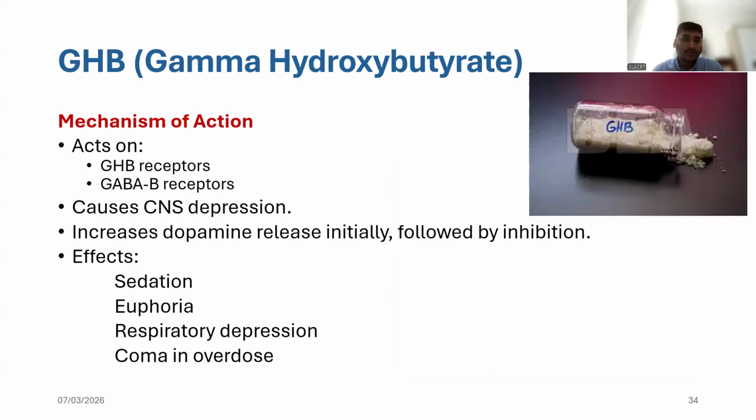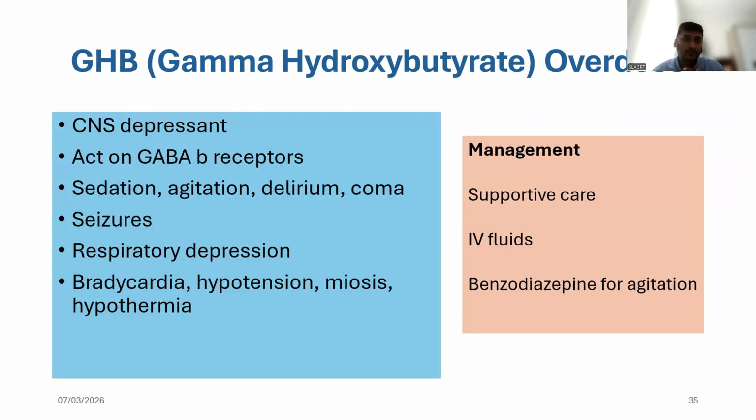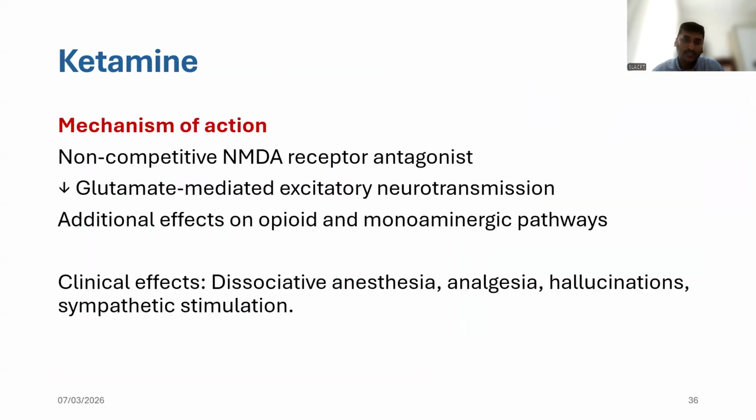Another one is gamma hydroxybutyrate, which acts on the GABA B receptors and gamma hydroxybutyrate receptors in the central nervous system. They will inhibit the neurotransmission and lead to a sedative hypnotic effect. Again, no antidote; supportive care, maintaining hydration, and benzodiazepines for agitation are the treatment modalities.